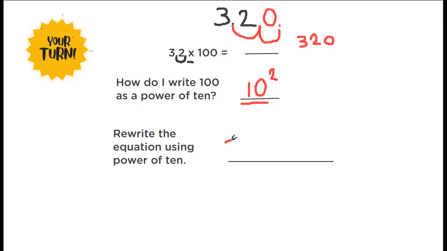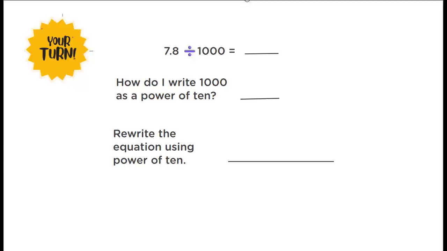Rewrite the equation. 3 2/10 times 10 to the second power. And that equals 320. All right, one more, your last one. And then you've completed them all. And stick around because I have some more practice. If you're still struggling, I'll show you where to go to get some more practice, okay? Turn off your video, try one more and see how you do.